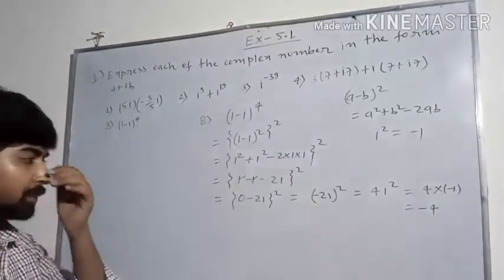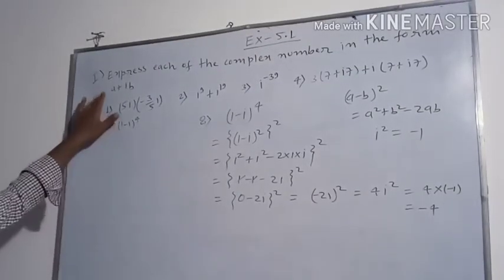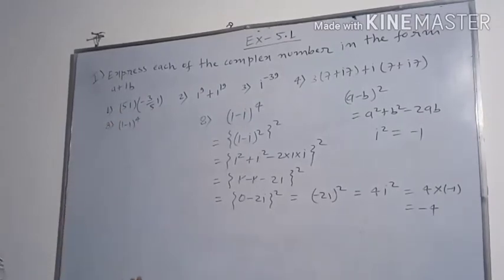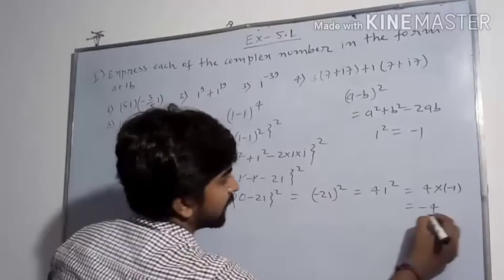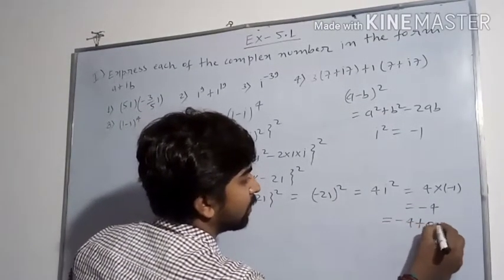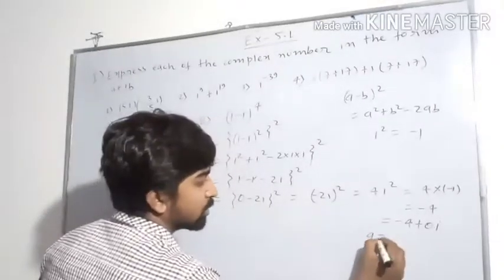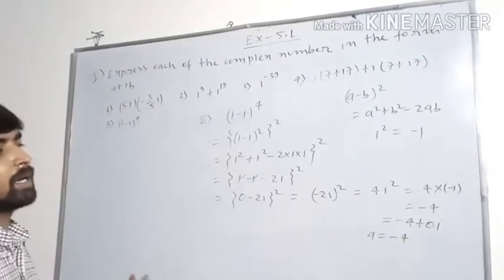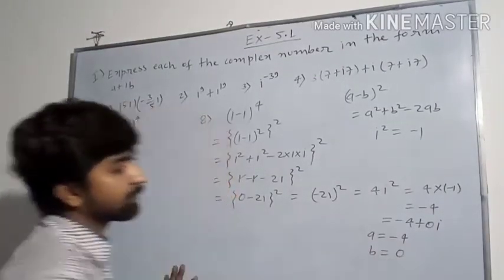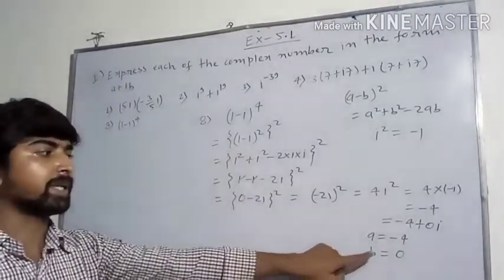This is a purely real number, but we can express this real number in the form a plus ib as a complex number. So we can write minus 4 as minus 4 plus 0I. Here imaginary part is 0. A is equal to minus 4 means real part is minus 4 and imaginary part B is 0. And this is in the form A plus IB, where A is minus 4 and B is 0.